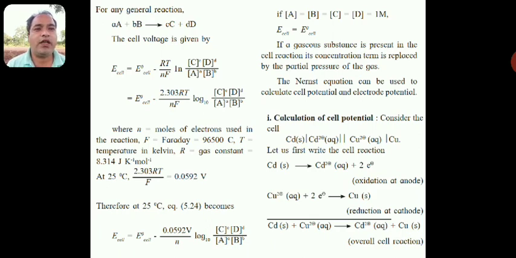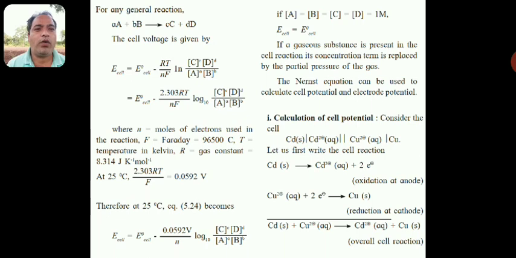Same thing we can write, if we want to remove the ln, as E0 of cell minus 2.303 RT divided by nF. When we want to remove the ln, we multiply that term by 2.303, as it is log to the base 10. That means instead of ln, we now write log to the base 10 of concentration of C raised to c, concentration of D raised to d, divided by concentration of A raised to a into concentration of B raised to b.